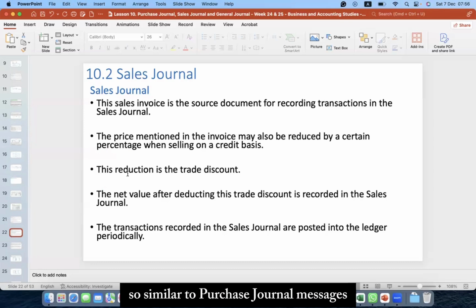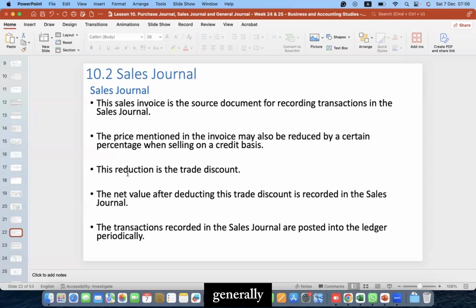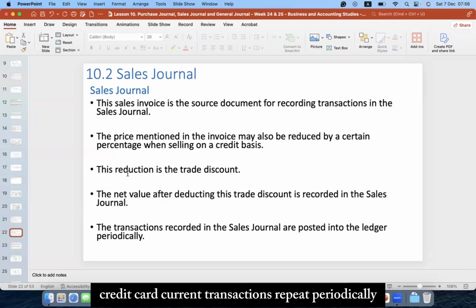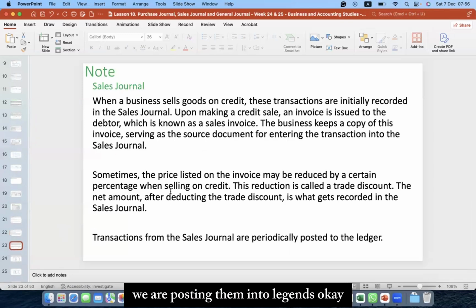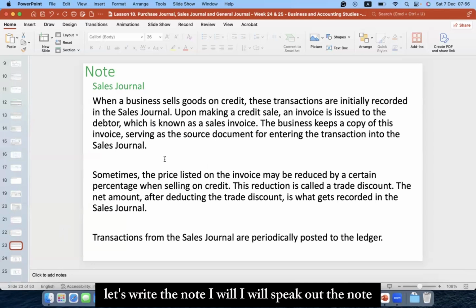So similar to purchase journal, the transactions recorded in the sales journal, we are posting periodically, usually on a monthly basis, into ledgers. Okay. Let's write the note. I will speak out the note. I will read out the note and then you can write it.